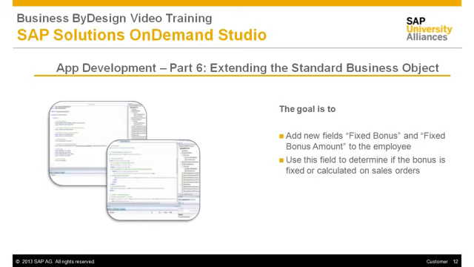So we want to add a new field to the standard employee. One should be fixed bonus, which is an indicator where we can say one employee gets a fixed bonus, yes or no. And in addition, we want to add a field, fixed bonus amount, to the employee, because then we can directly enter an amount that an employee gets when he gets a fixed bonus. So we will use this field to determine which kind of bonus the employee gets, if he gets a fixed bonus or if he gets a bonus that is calculated based on the sales orders in the system. So let's start now with the development.